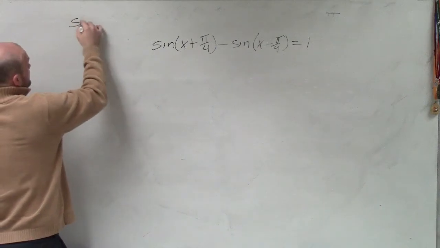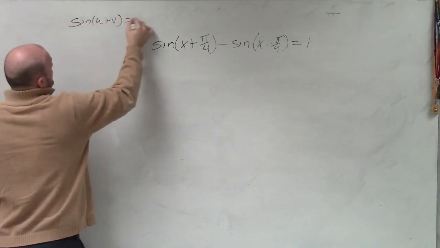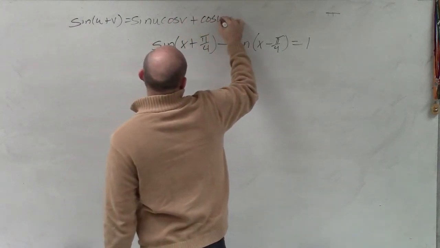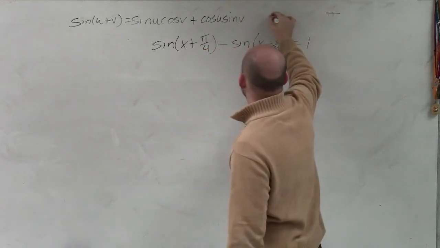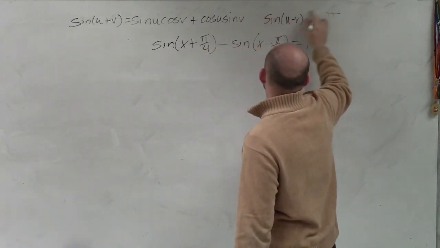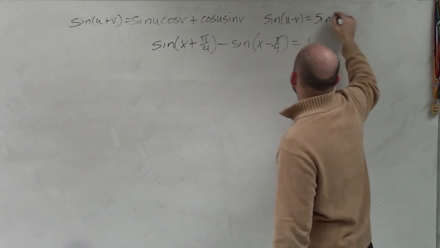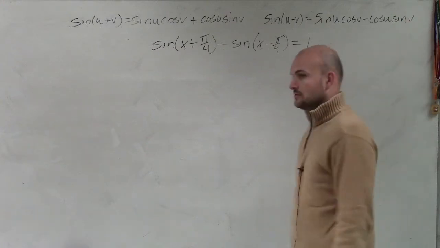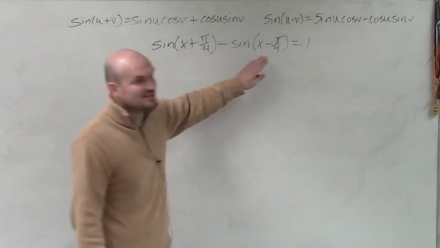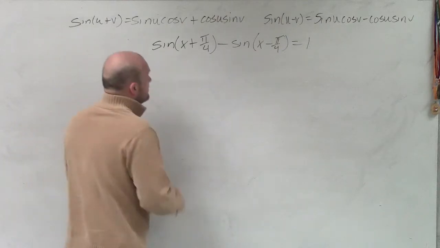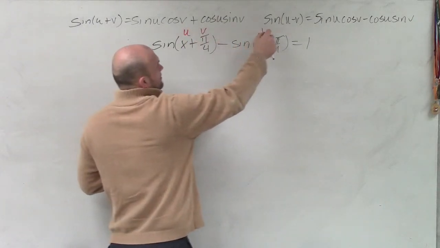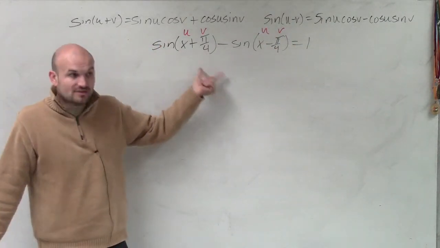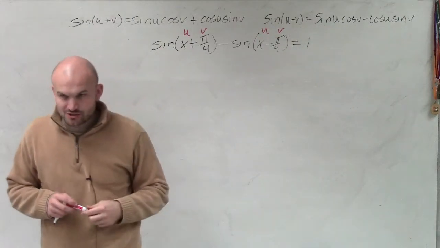You've learned this formula, the sine of u plus v, which is sine of u times cosine of v plus cosine of u times sine of v. And you learned this formula, sine of u minus v equals the sine of u times the cosine of v minus cosine of u times sine of v. So do you think you might be using those here, right? Could you now say that that's my u, that's my v, that's my u, that's my v? Yeah? So now just apply both of those formulas to this equation, and I'll show you what happens.